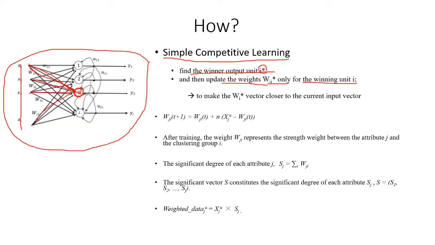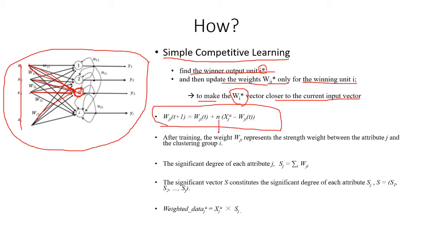The reason for doing this is that we want to make this weight vector for i star closer to the current input vector, so that if a similar input pattern comes in the near future, the same output unit will be the winning unit. This is the learning algorithm here.